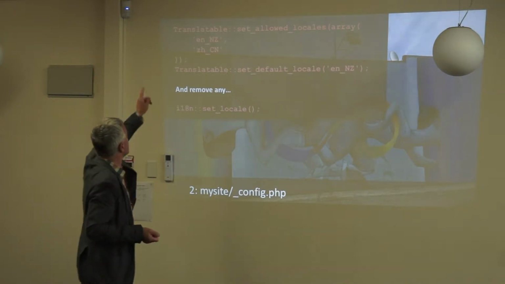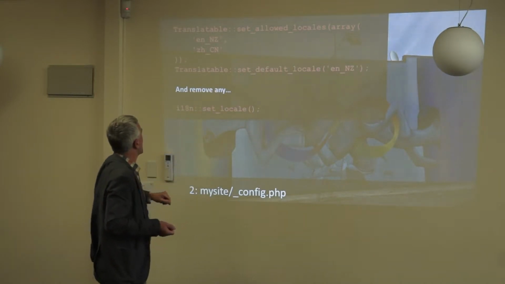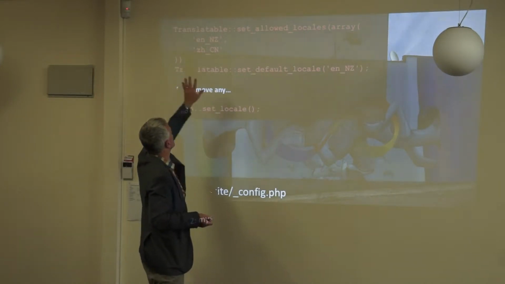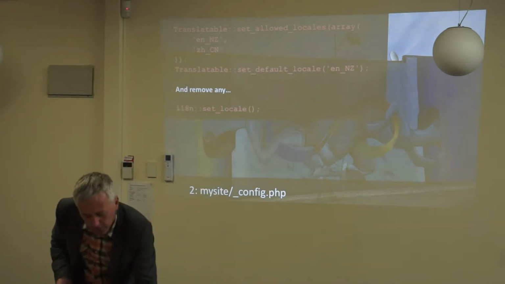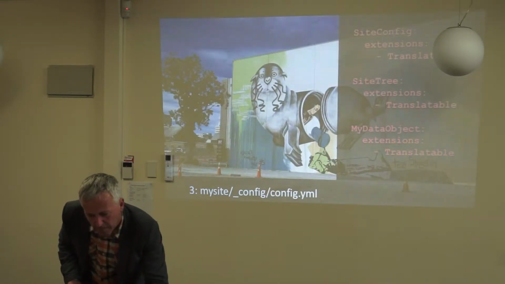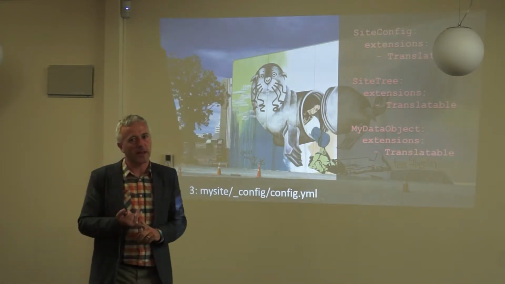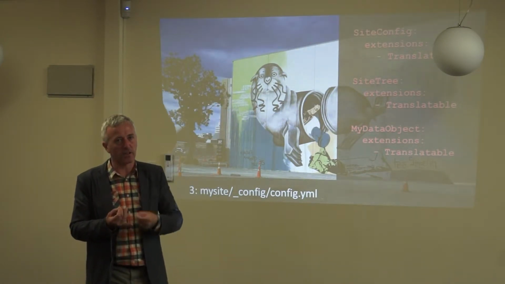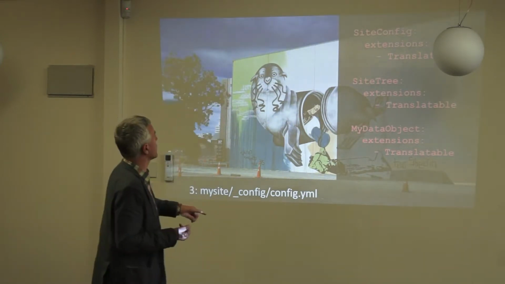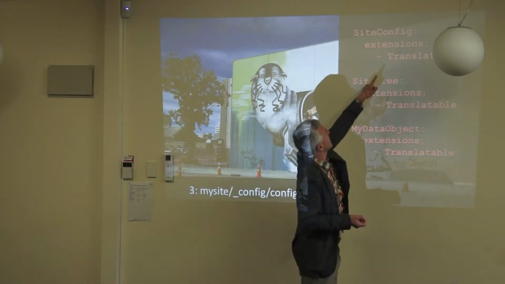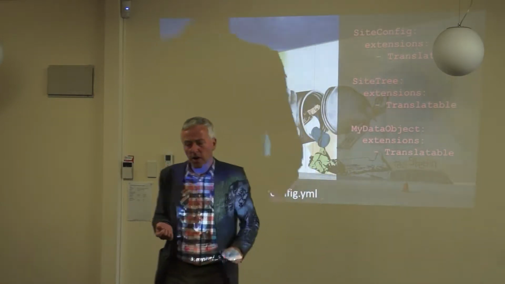So specify the locales you want, and specify the default one that you want. You don't need that anymore because you're using the Translatable Module. So you can also do this. The Translatable Module, you can create translations of pages in your tree, and you can also create completely language-dependent sets of configuration data as well.